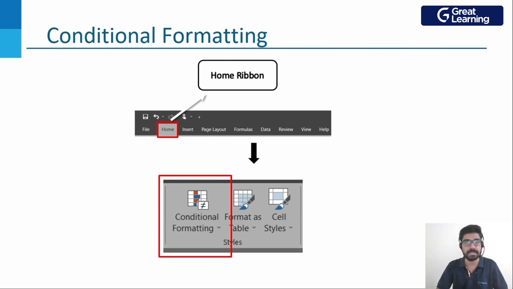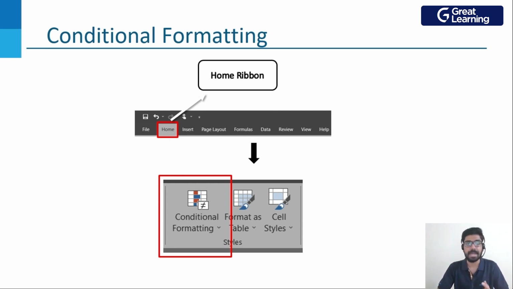But if you're using conditional formatting, you could give conditions and all the cells which satisfy these conditions will be formatted automatically according to our commands. Now that we know what is formatting and conditional formatting, let us try to understand how we'll be able to implement conditional formatting in Microsoft Excel.